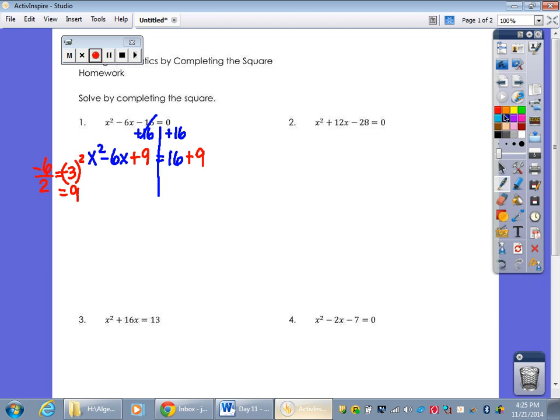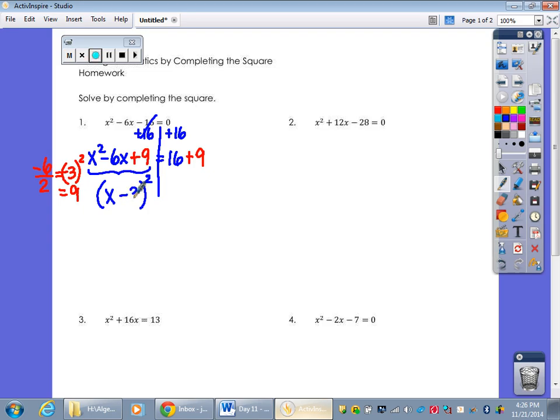Now, once you've done that, you have to factor the left side. So this has to be factored. And the hint that we gave you in class was that it's going to be a perfect square binomial, okay? And so you're looking for two numbers that multiply to give you 9 and add up to -6. So the two numbers that work are -3 and -3, because -3 times -3 is 9, and -3 plus -3 is -6.